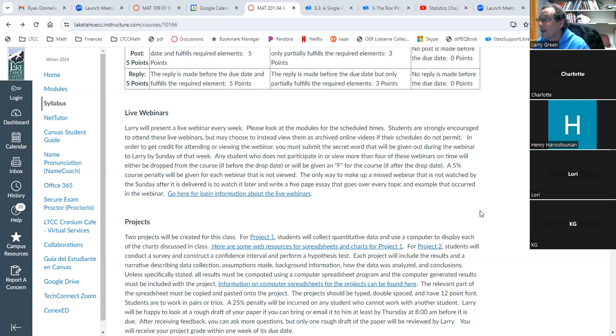If you don't do it, I take off 5% from your course grade per missed one. So it's horrible. Don't even think about not doing it. It's a disaster penalty. Okay, so just let you know.